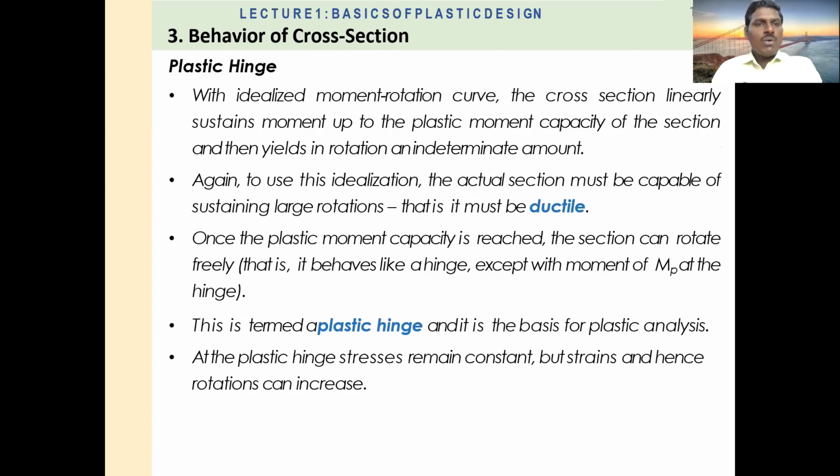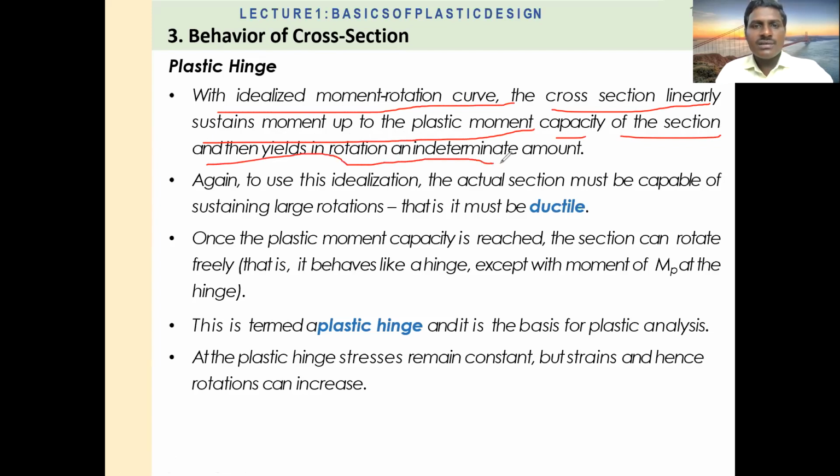Okay. So now next point is the plastic hinge. In the behavior of cross section, initially we have seen the stress strain relation, then we have seen the moment curvature relation, and third we are seeing here plastic hinge. That is the behavior of this particular member. Now, what is plastic hinge? So in the idealized moment rotation curve, the cross section linearly sustains moment up to the plastic moment capacity of the section, and then yields in rotation an indeterminate amount. What will happen?